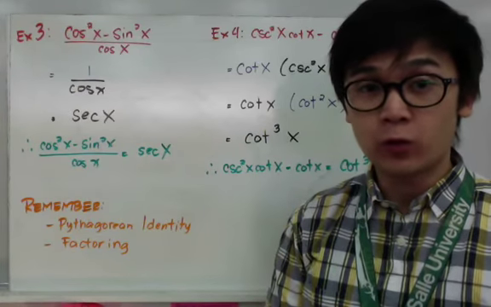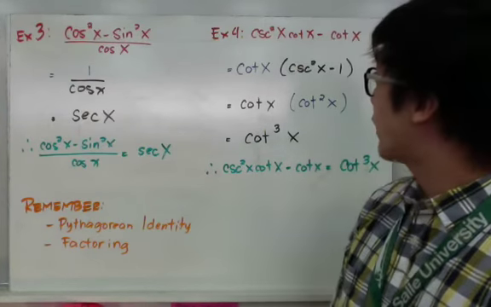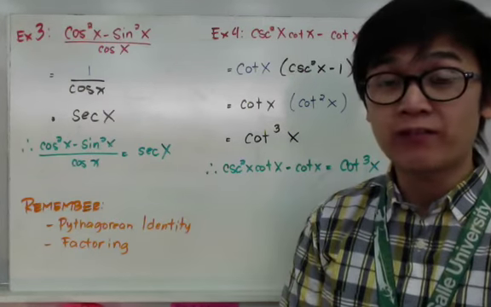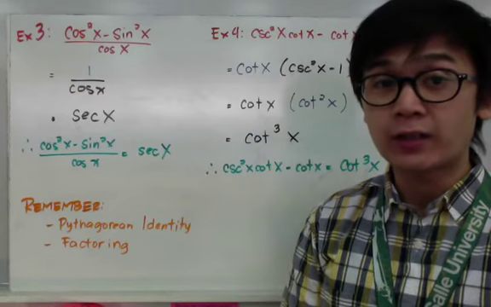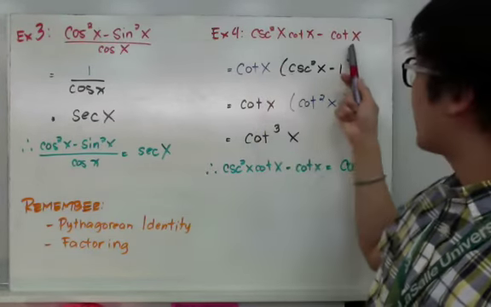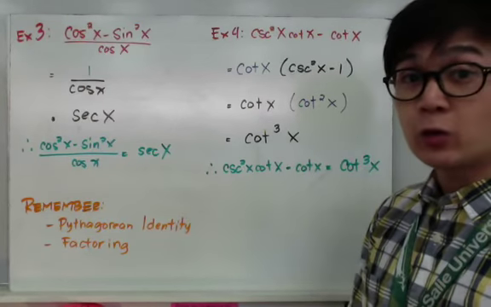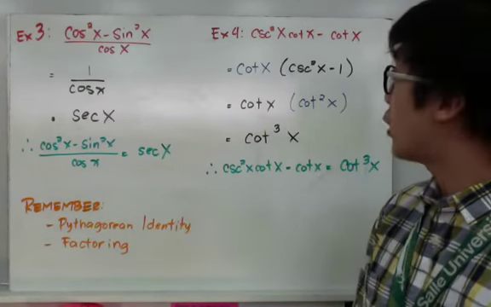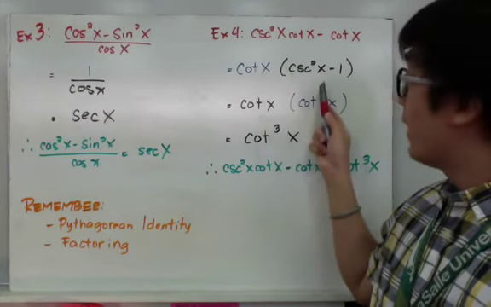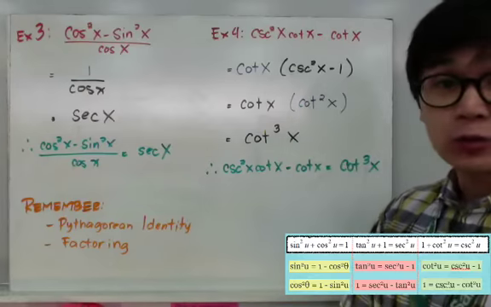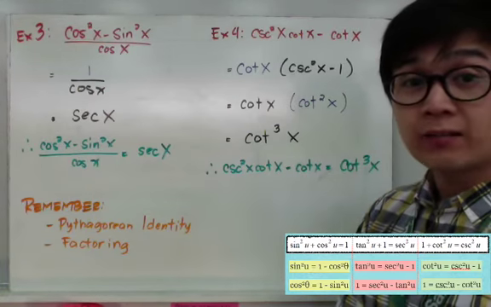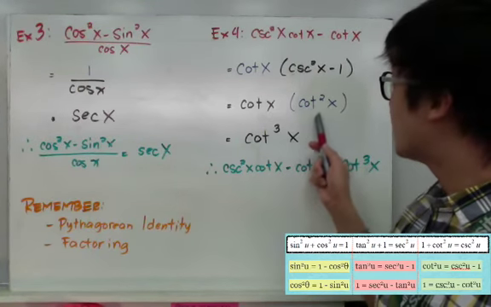And for example number 4, I have cosecant squared x times cotangent x minus cotangent x. I'm going to use my factoring technique on how to simplify this expression. In this case, my first term and my second term have a common factor, and that is cotangent x. So I'm going to pull out my cotangent x in my expression, leaving me with cosecant squared x minus 1. Now that I have cosecant squared x minus 1, since I'm familiar with my trig identity, I know very well that it's a Pythagorean identity that I could change into cotangent squared x.